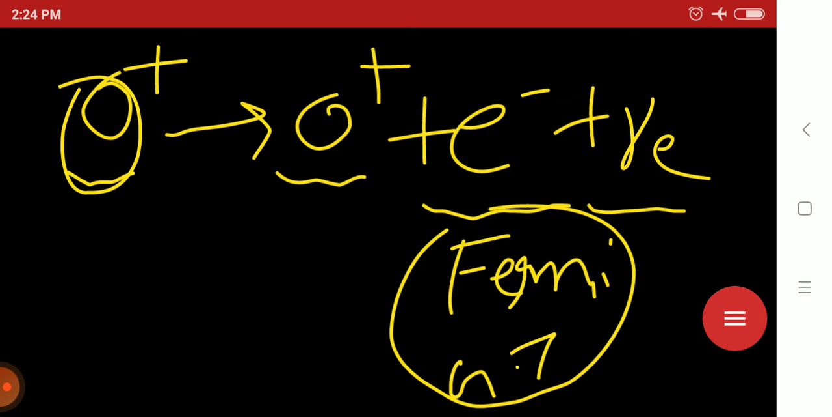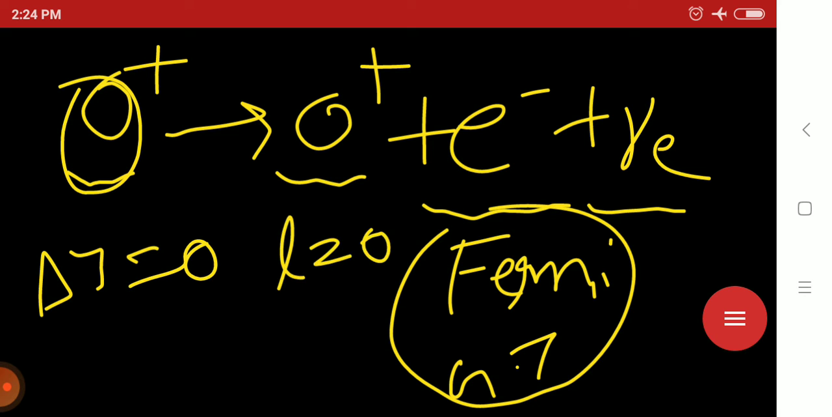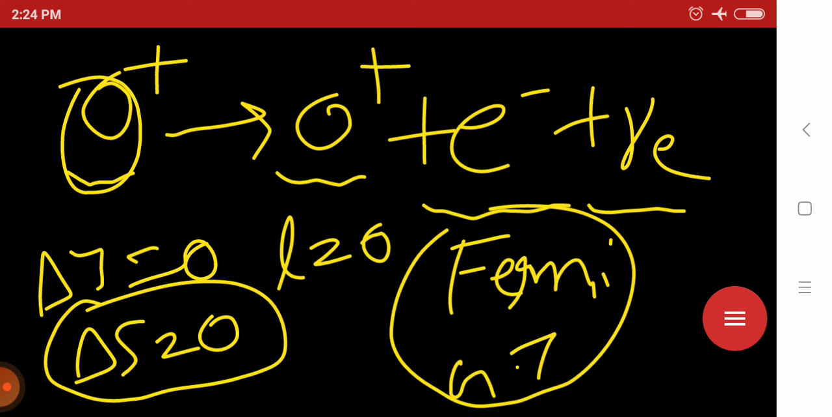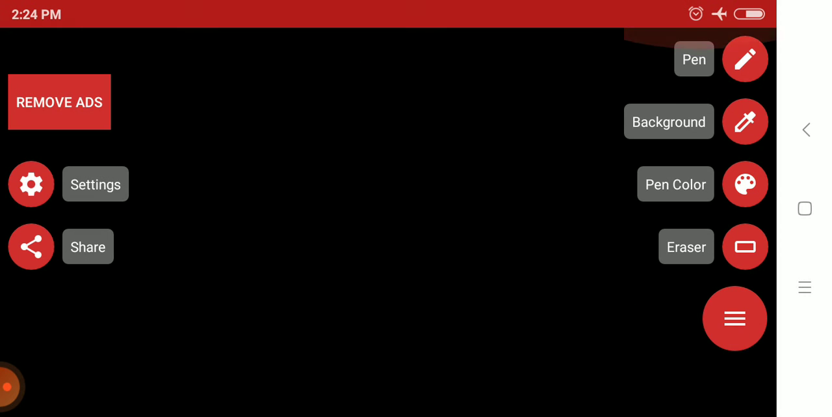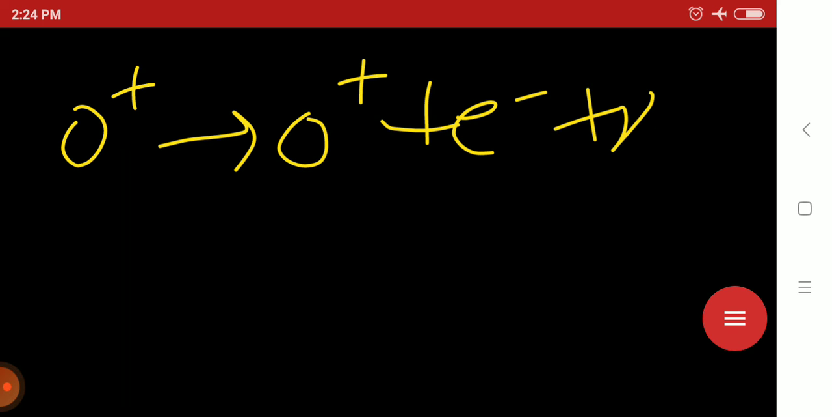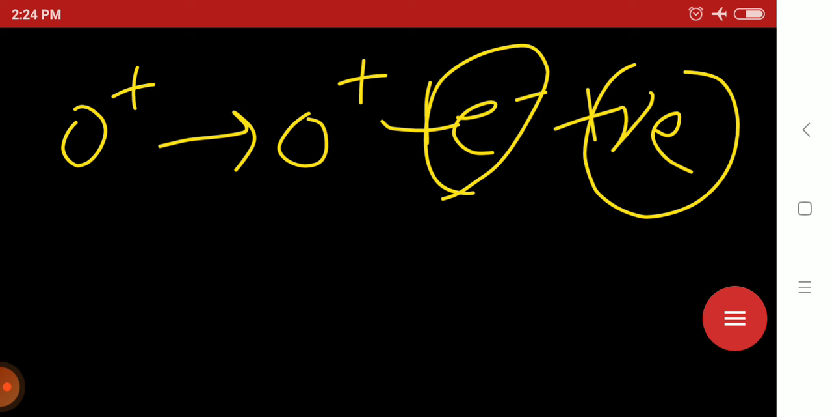Here J value is 0, that means delta J is 0, and L value is 0, that means delta S is 0. Delta S is 0, but the main thing we can say here, I'm again writing, in this case 0 plus goes to electron and neutrino. This is the beta particle, this is the neutrino particle. So how can we say that it is Fermi or GT?